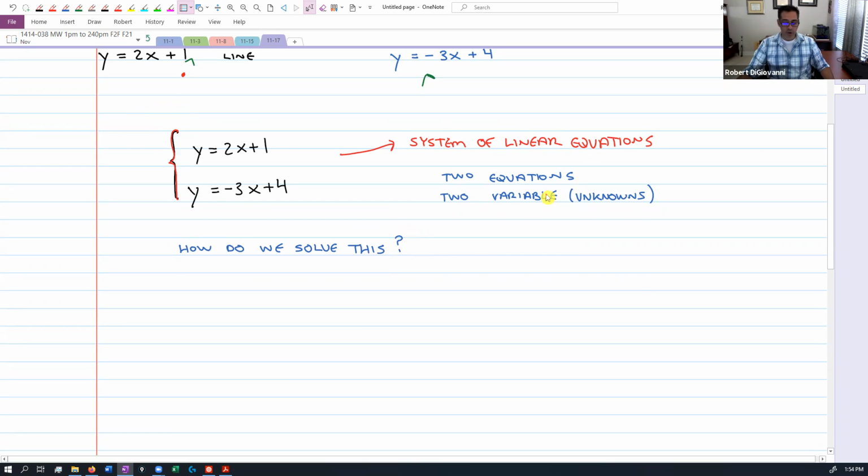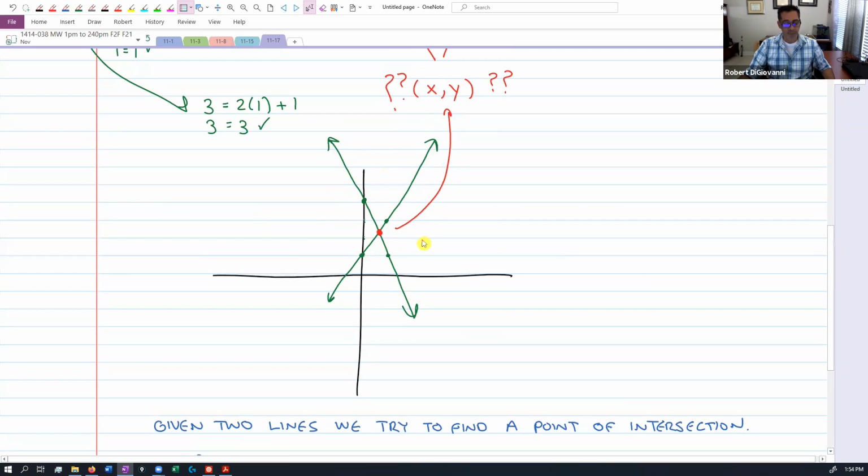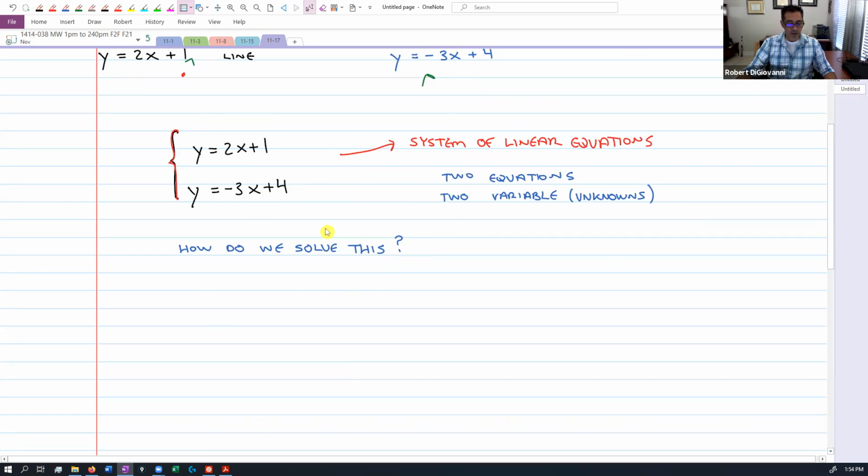Well, one way would be to draw the graphs and then go try and find that point, right? Just by looking, by visually inspecting it. There's a problem with that though. Your graph has to be very accurate because you need to be able to tell me what that point is. And sometimes it's not possible for you to visually tell me from the picture. So we need some sort of algebraic way to do this.